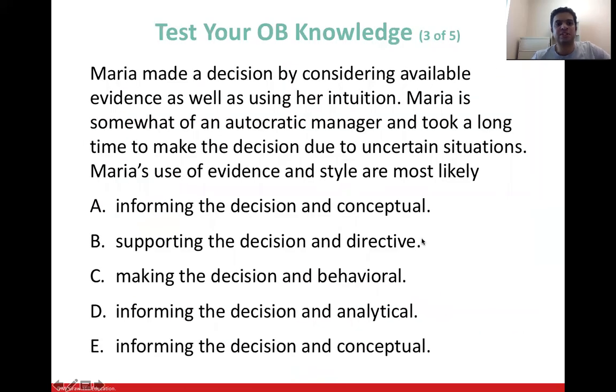So let's test ourselves. Maria made a decision by considering available evidence as well as using her intuition. Maria is somewhat of an autocratic manager and took a long time to make the decision due to uncertain situations. Maria's use of evidence and style are more likely: informing the decision and conceptual, supporting the decision and directive, making the decision and behavioral, informing the decision and analytical, informing the decision and conceptual.